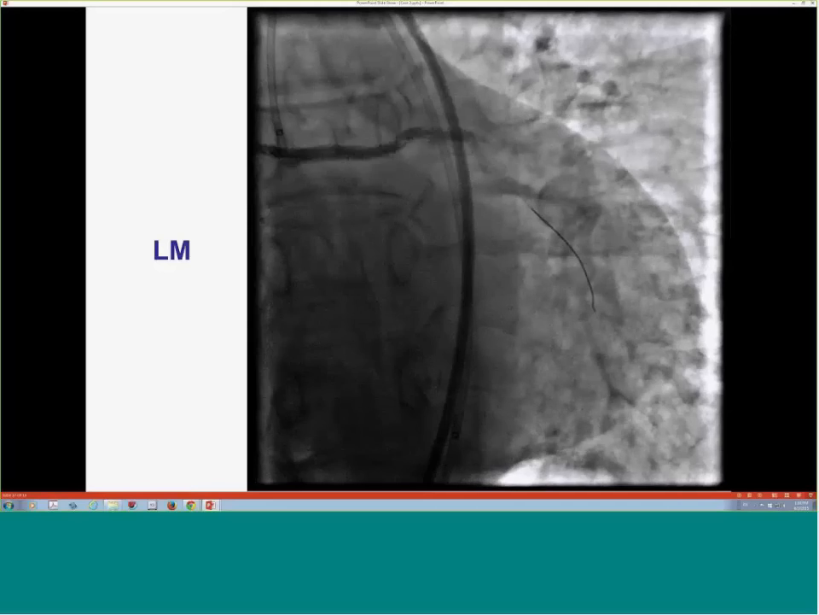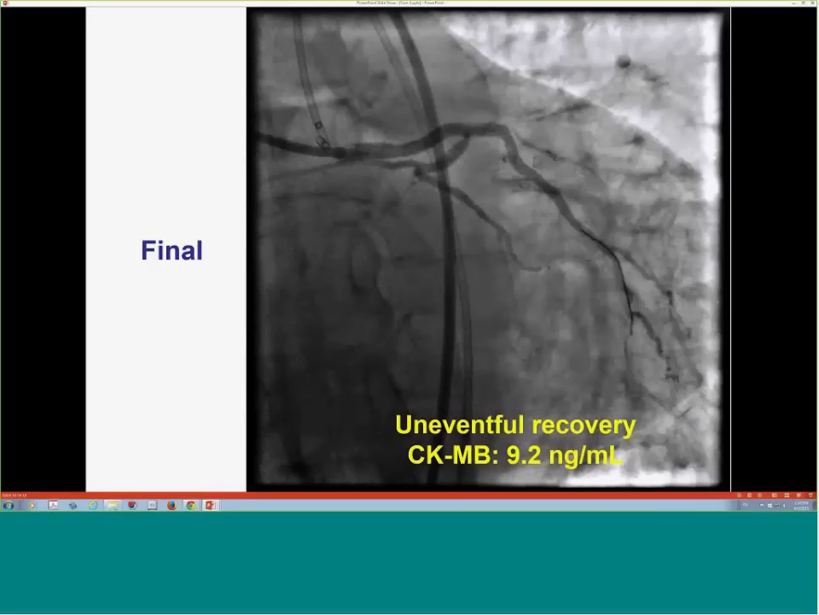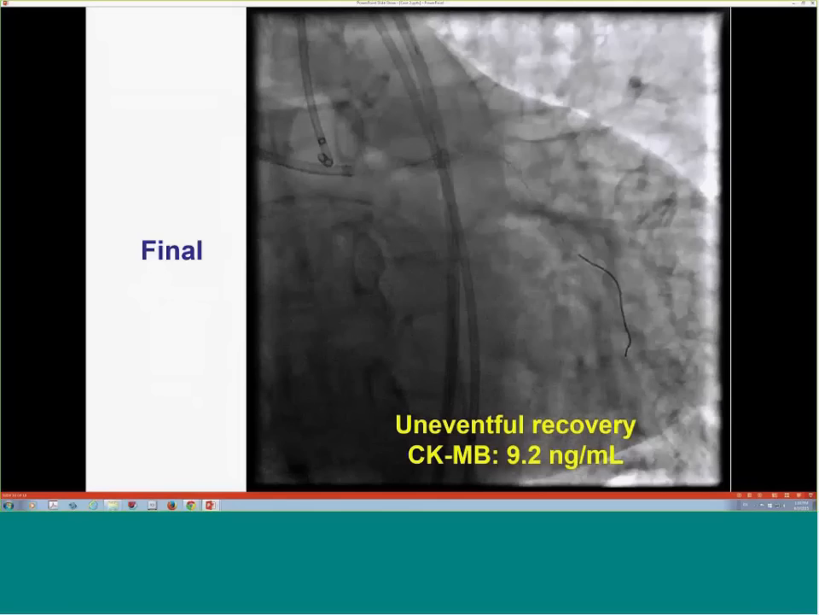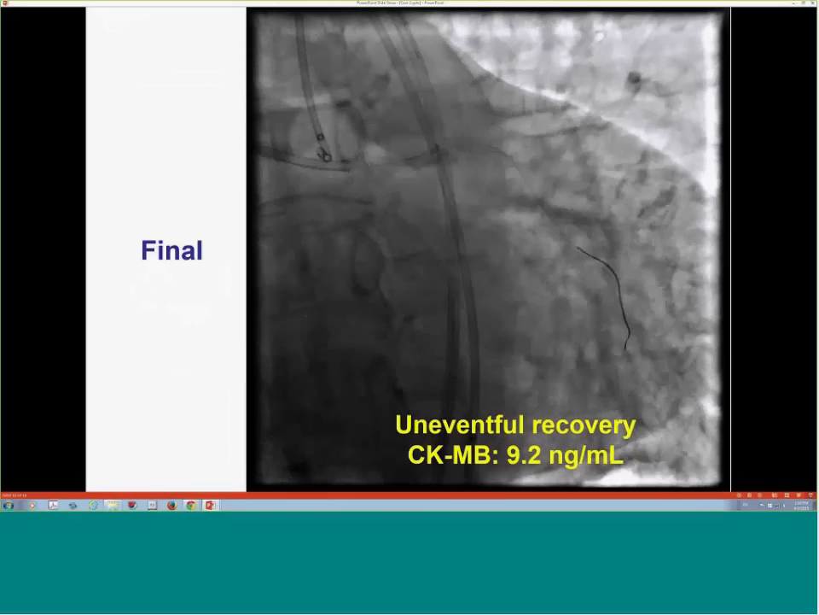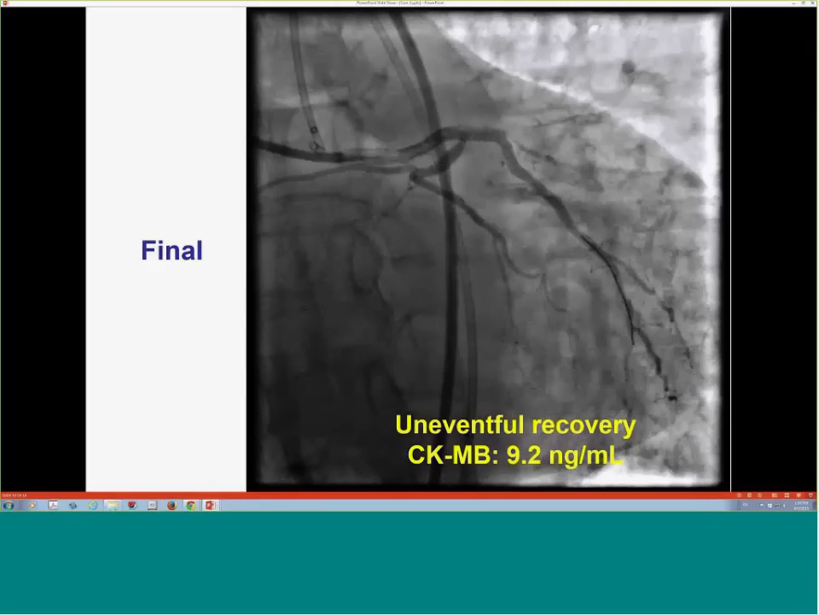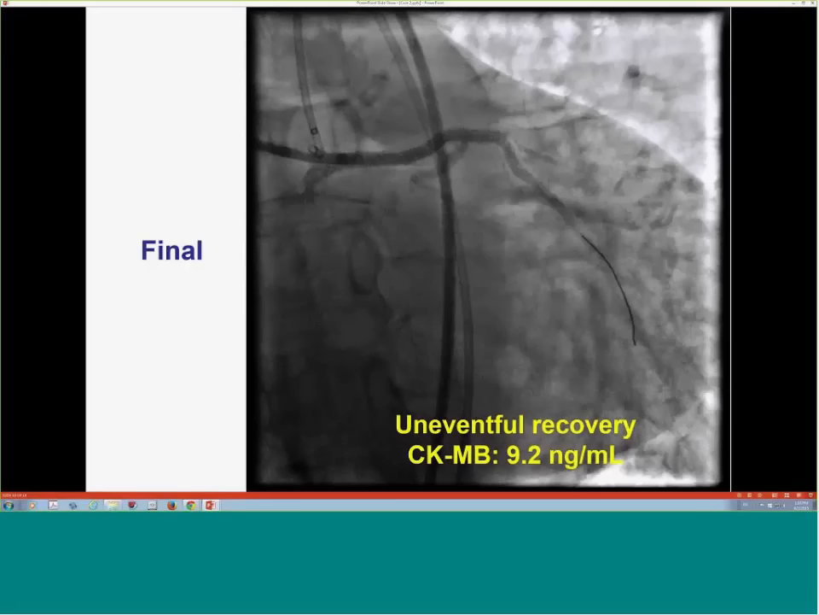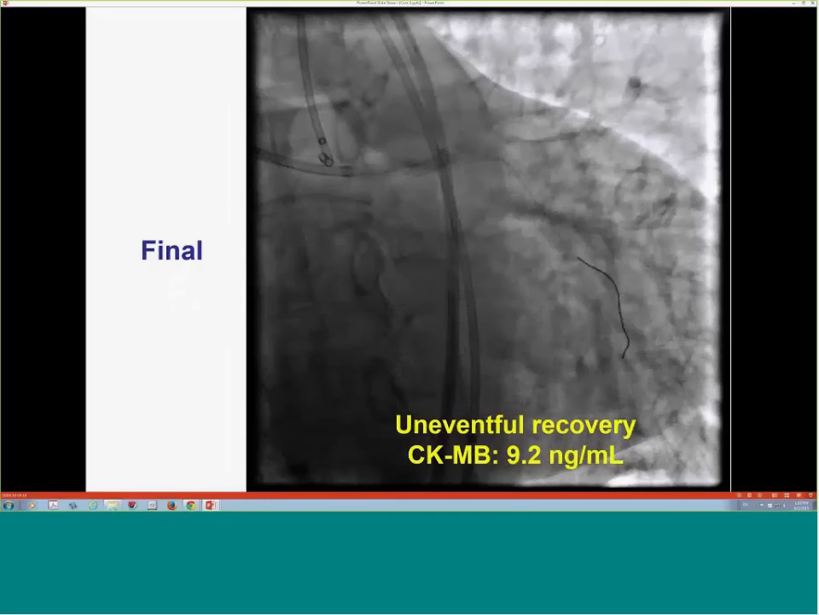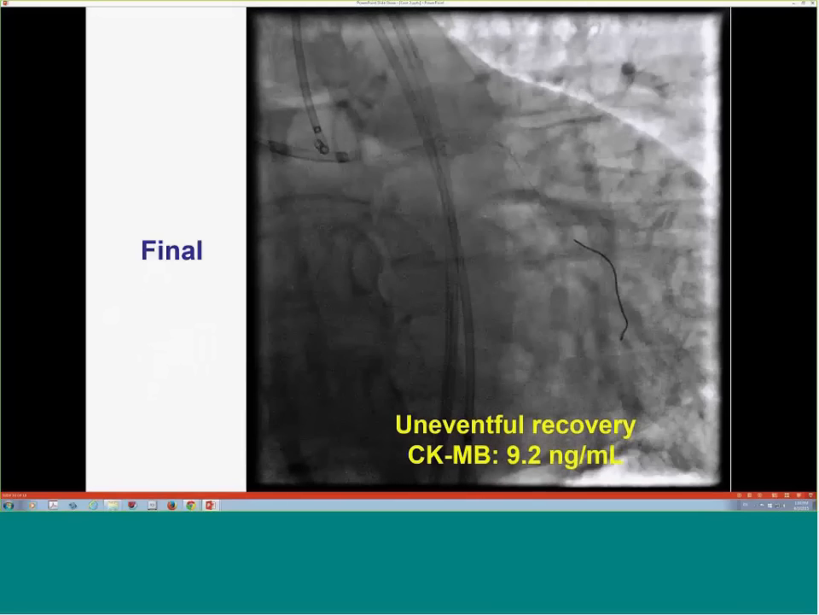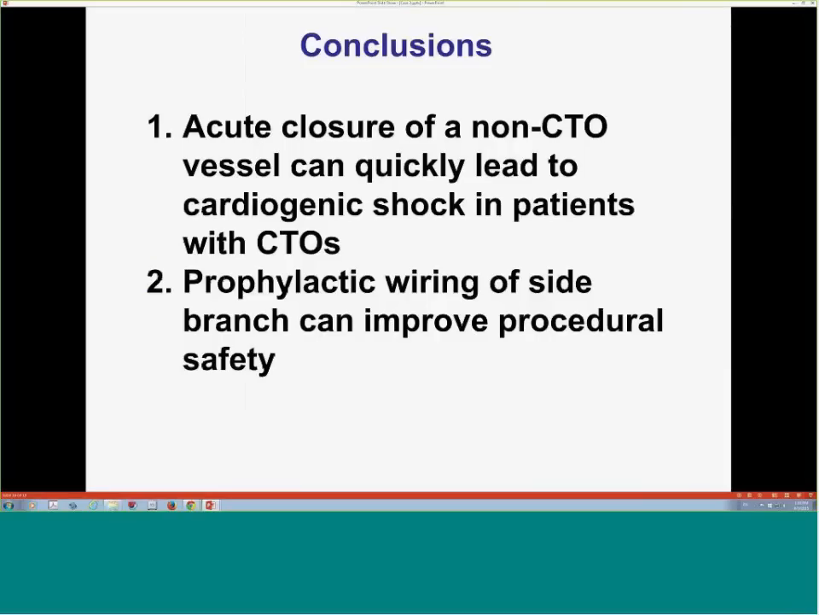So obviously, at this point, we aborted the procedure, and the idea was that if we're going to do this, we should bring him back and either use an Impella support or put him on ECMO, or we encourage him to consider going for coronary bypass as an option. And actually, the patient decided to go for a single vessel LIMA, which he got, and he did very well. But I guess the message of this case is that, CTO or non-CTO, things can go wrong, and being prepared to deal with those is very important.